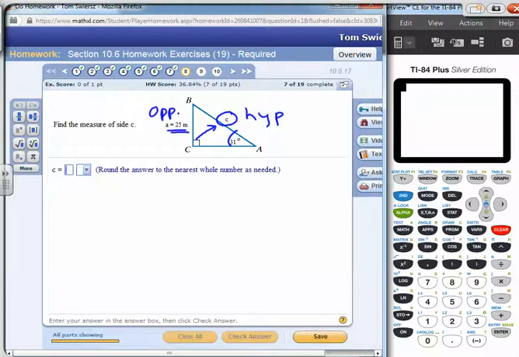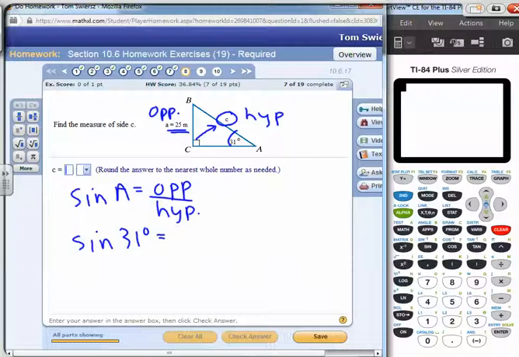Okay, so now what trig function involves opposite and hypotenuse? It's the sine, right? So sine of angle A is opposite over hypotenuse, so what do we got? Sine of A, which is 31 degrees, is equal to the side opposite, 25, in the numerator. The hypotenuse we're missing, C, is in the denominator.